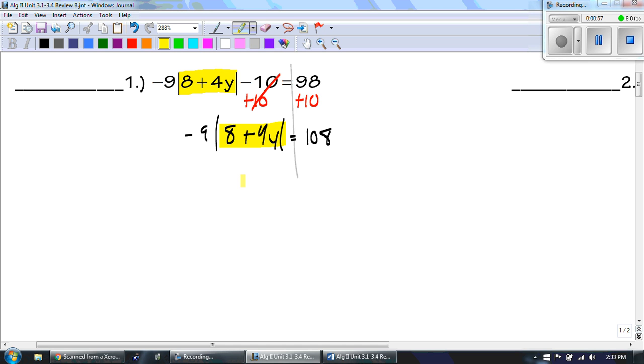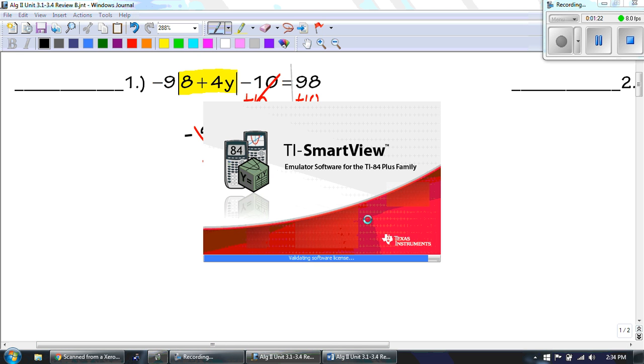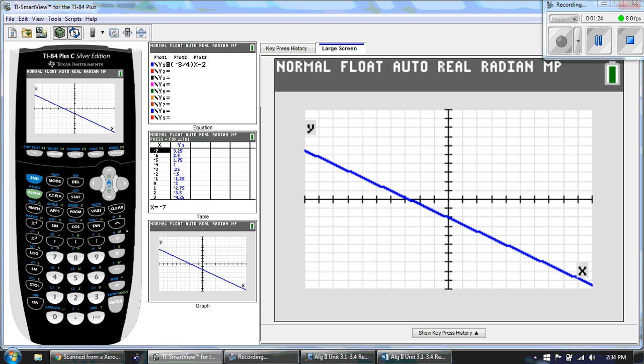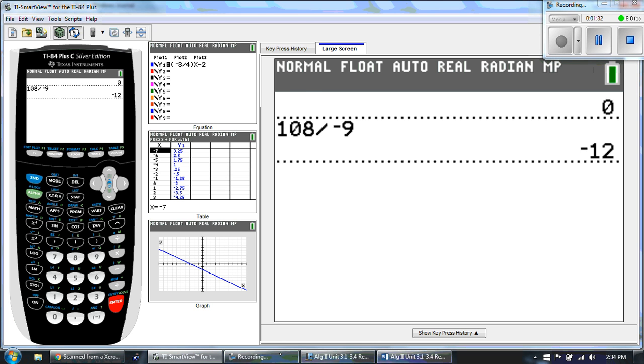Now, is the absolute value by itself? Nope. Right now that -9 is multiplying the absolute value. So to get rid of multiplication, we have to divide, and 8 plus 4y equals, let's get our calculator here. I have a positive divided by a negative, so that should tell you something right there. It's 108 divided by -9, and we get -12.